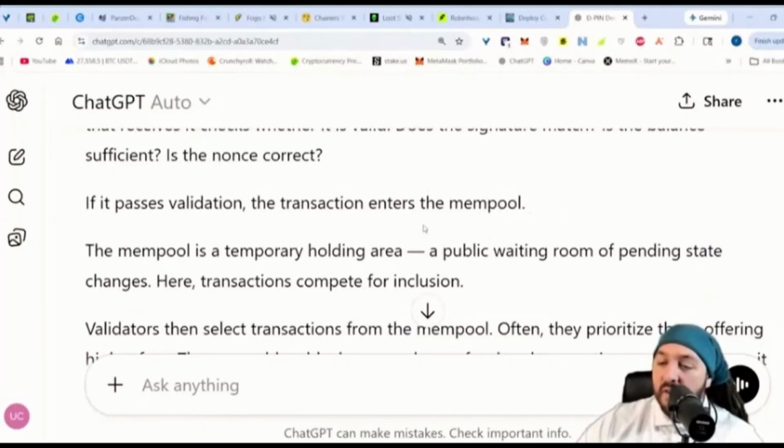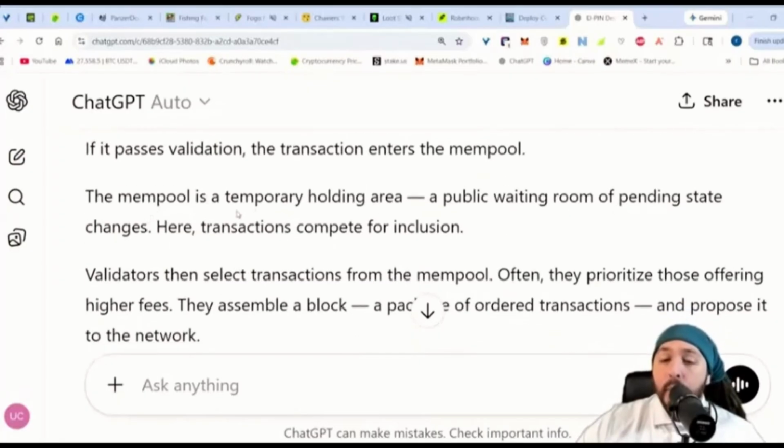We see you're missing an E there. It's the mempool. The mempool is a temporary holding area, a public waiting room per se of pending state changes, right? Things that are pending to change the state, which is like the memory. It's like the list of what is going on, right? Here, transactions compete for inclusion to be included.